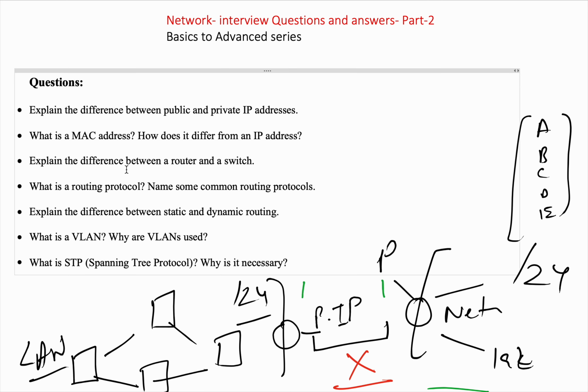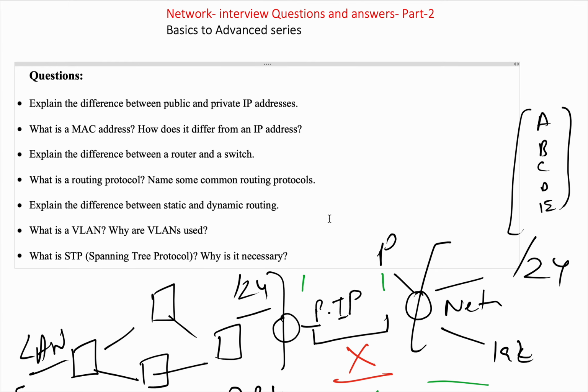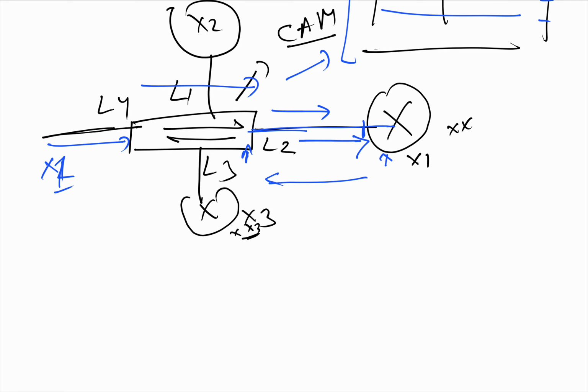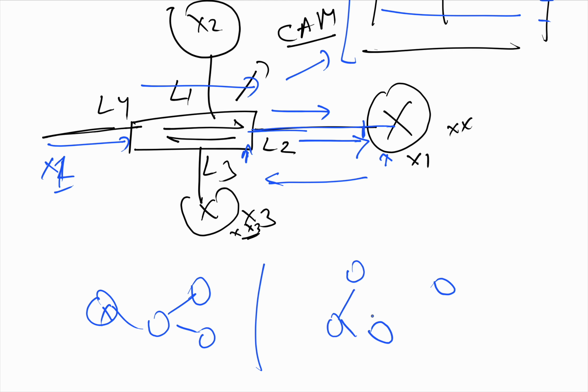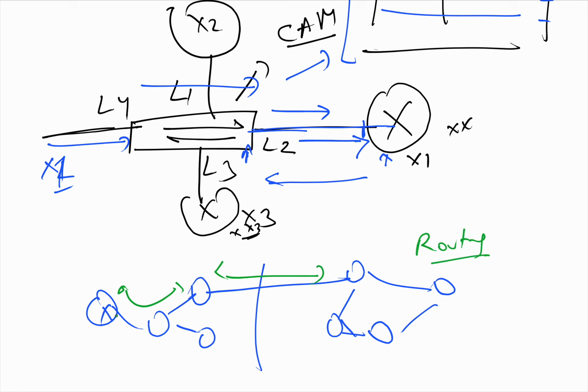The next question we have is: what is a routing protocol? Name some common routing protocols. A routing protocol is basically a set of rules a router uses to communicate with other routers and exchange information about network topologies. For example, if we have two networks here, connected, and another network here connected, now if they have to share information, either internal or external, they use a thing called routing protocols.